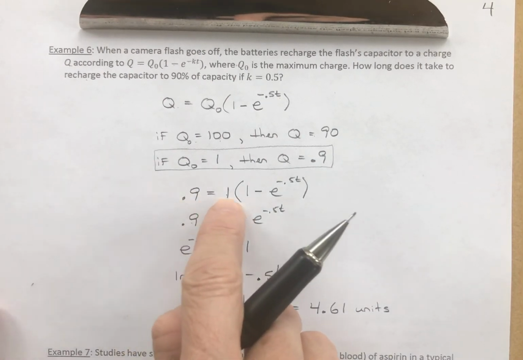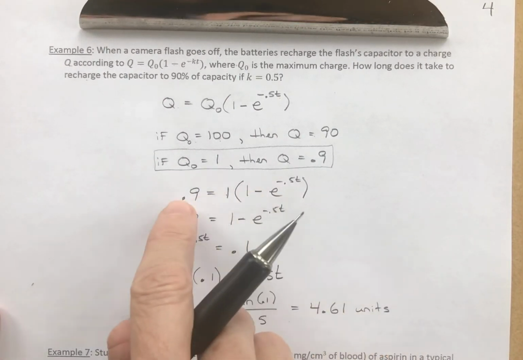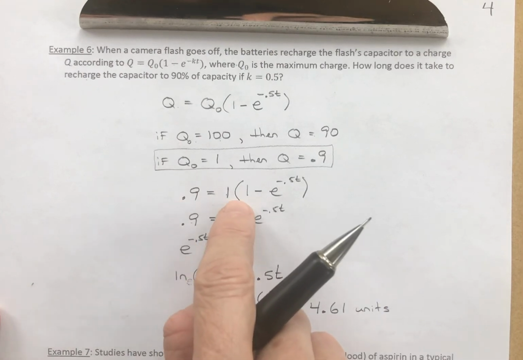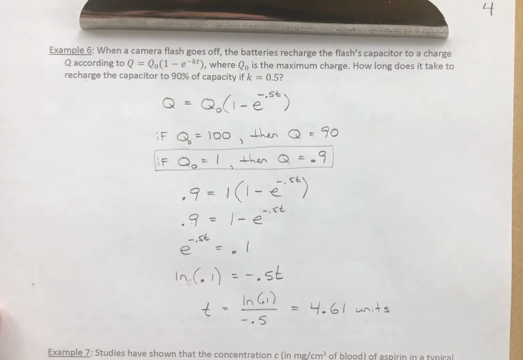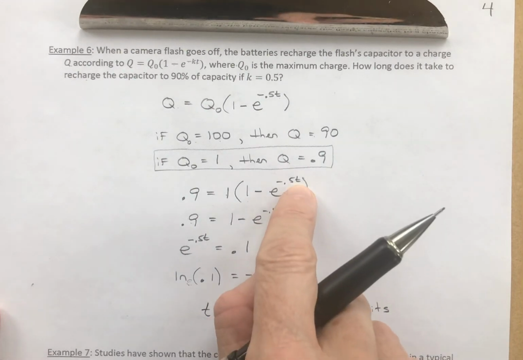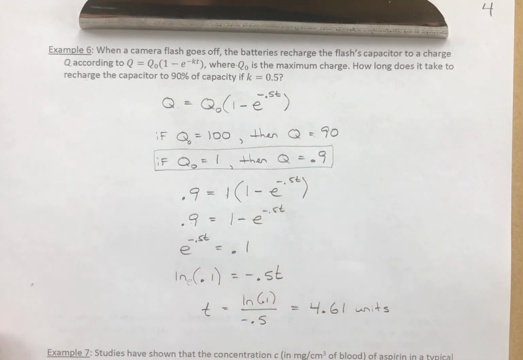Of course, once you get to this part, you could do y equals 0.9 and y equals the right side and find the intersection point. Use x for t, and you'll get the same number, I'll bet.